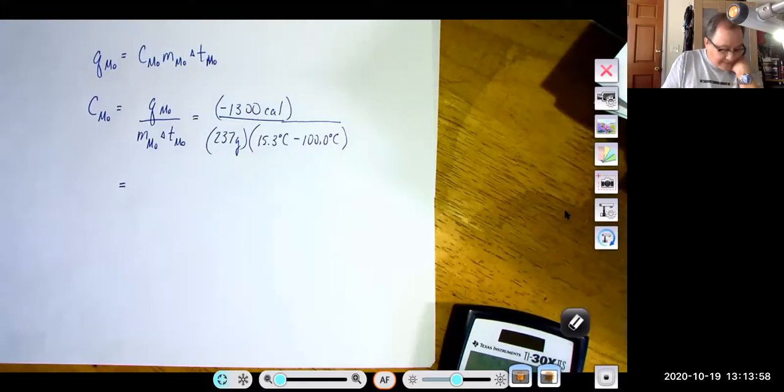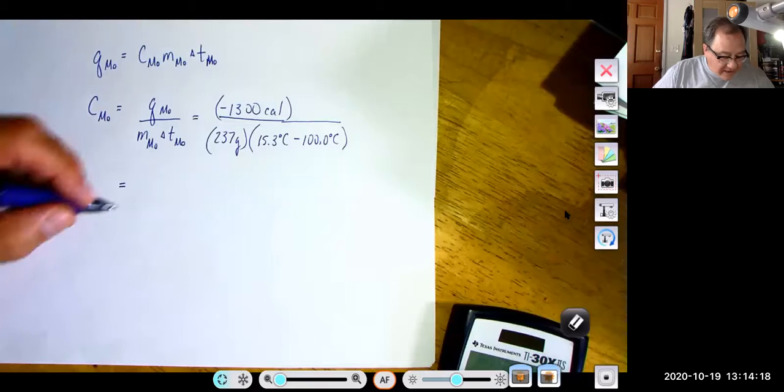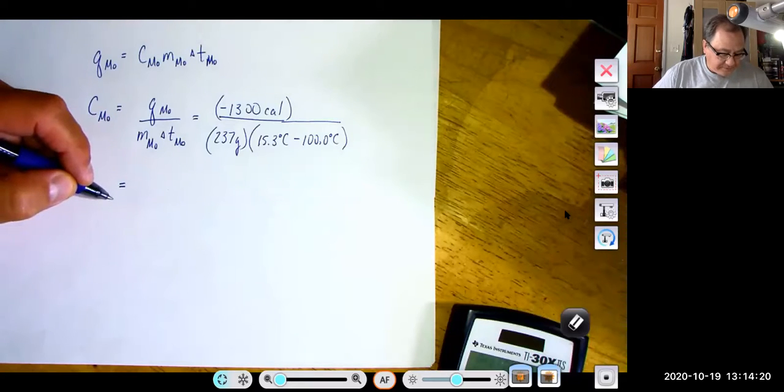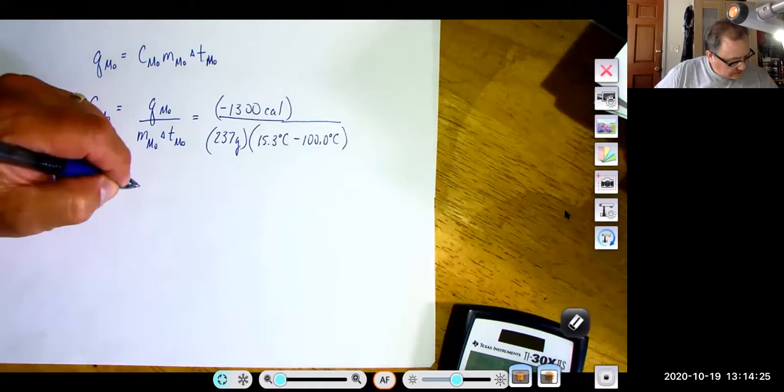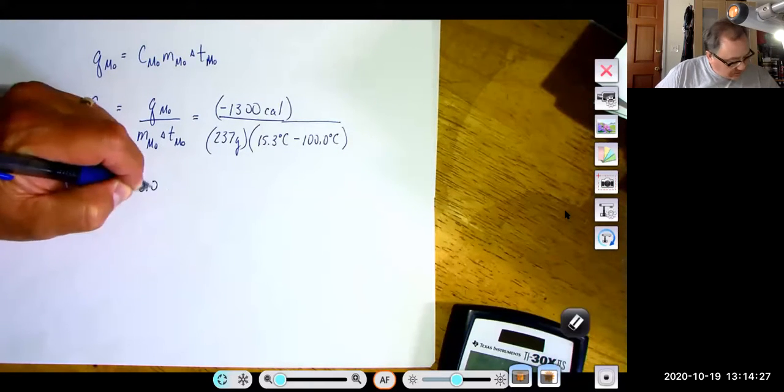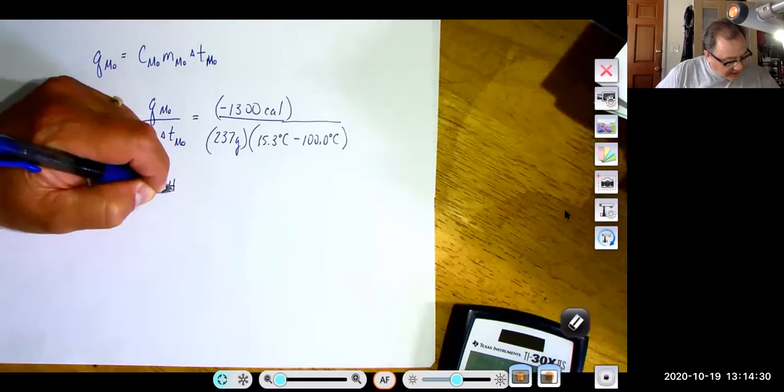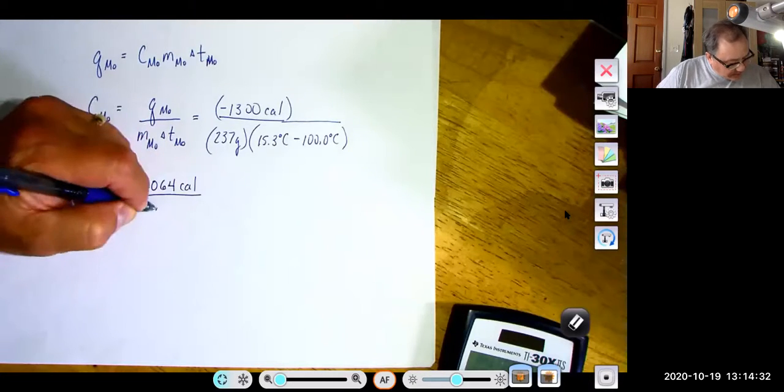Okay, so let's see what we get. Divided by 237 and divided by parentheses 15.3 minus 100. And here I get 0.064 calories per gram degree Celsius.